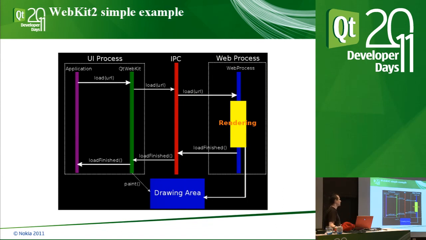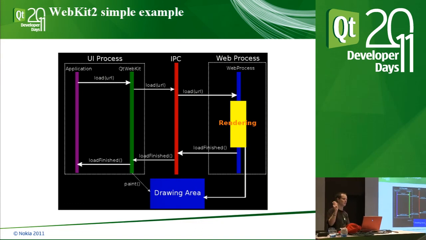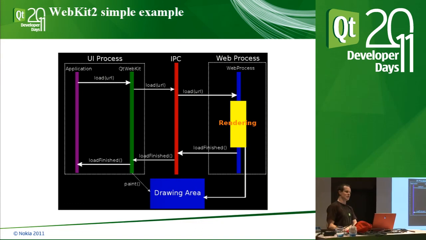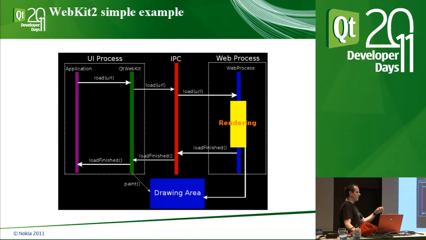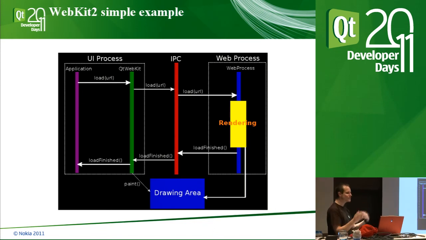The web process will get the message and say, I need to load, and will start fetching, resolving the URL, then getting the HTML file, and then start rendering. The rendering will basically render into this drawing area. It's very simplified, right? But you get an idea.